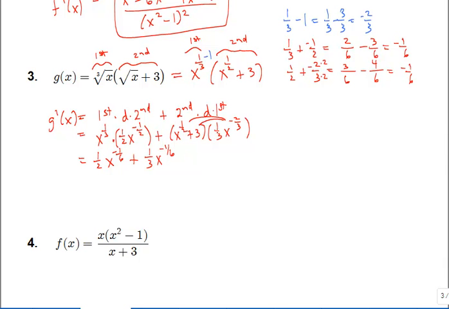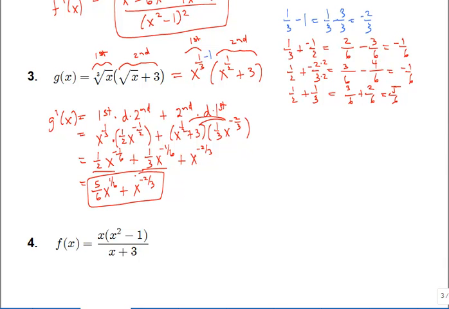And then finally, 3 times 1/3 cancels out to a 1. So this is just going to be 1 times x to the negative 2/3. Finally, notice that 1/2 x to the negative 1/6 and 1/3 x to the negative 1/6 are actually like terms because they share the same variable and same exponent. So 1/2 plus 1/3 would be 3/6 plus 2/6, or 5/6. So this is going to be 5/6 x to the negative 1/6 plus x to the negative 2/3. So it's a bit messy with all these fractions, but there is our final derivative using that product rule.